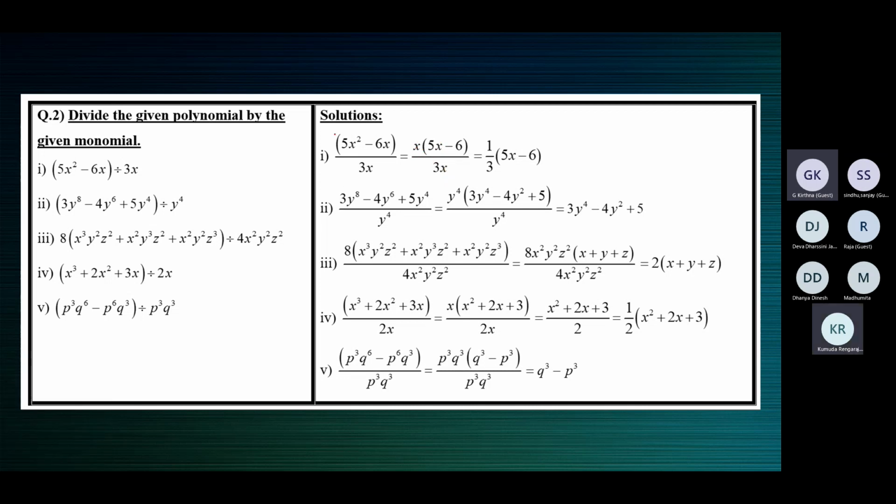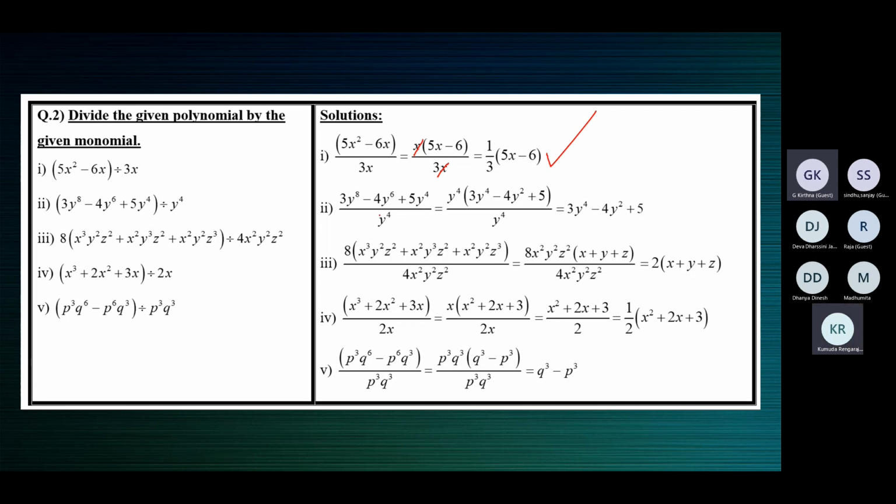All right, children. So in the first one, how to do the first one? In the numerator, 5x squared and 6x have x in common. So bring out that common factor x. That's what we do. And then x and x get cancelled in the numerator and denominator. And the answer is 5x minus 6 by 3 or 1 by 3 of 5x minus 6. That's about the first one.